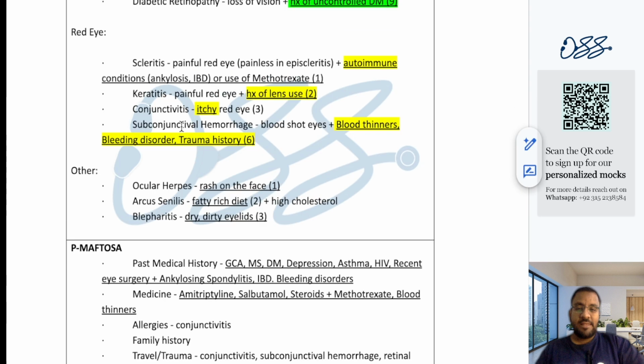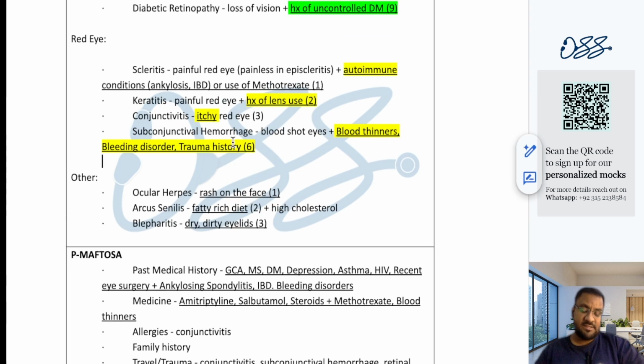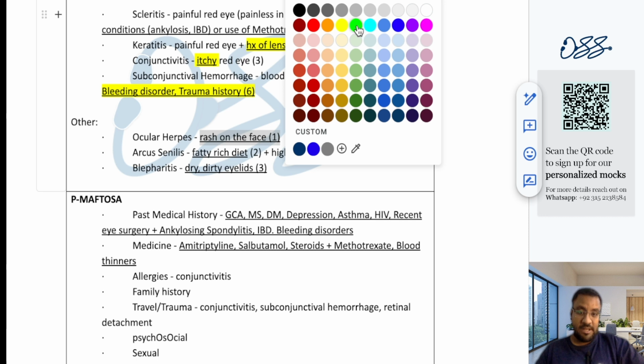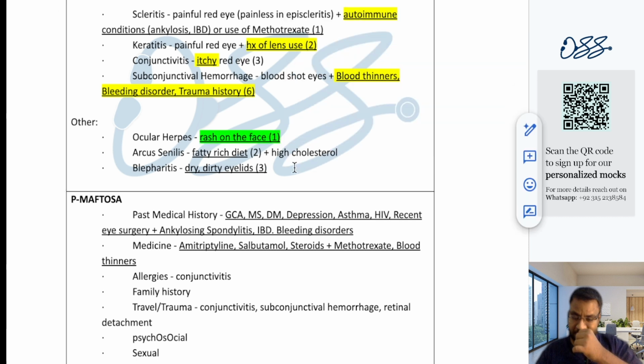Then there are other cases of the eye that usually show up in the exam, and you should know on the basis of just one question and one symptom what the diagnosis is. If somebody is presenting to you with any eye complaint like loss of vision, pain in the eye, or redness in the eye, and there is a rash on the face as well, that means that this is ocular herpes. Then there's a condition called arcus senilis, that is linked to high cholesterol and a fatty rich diet.